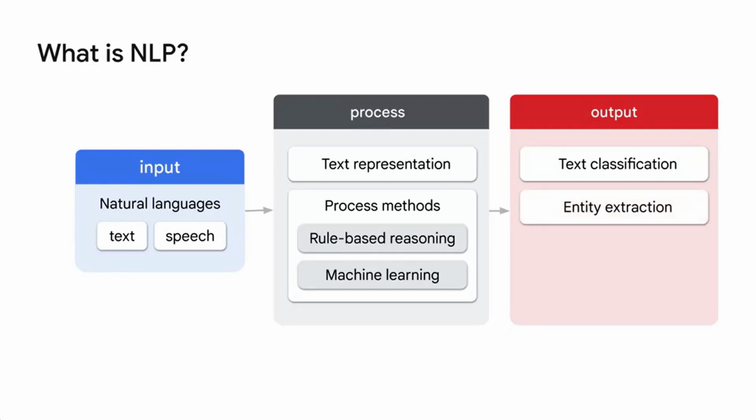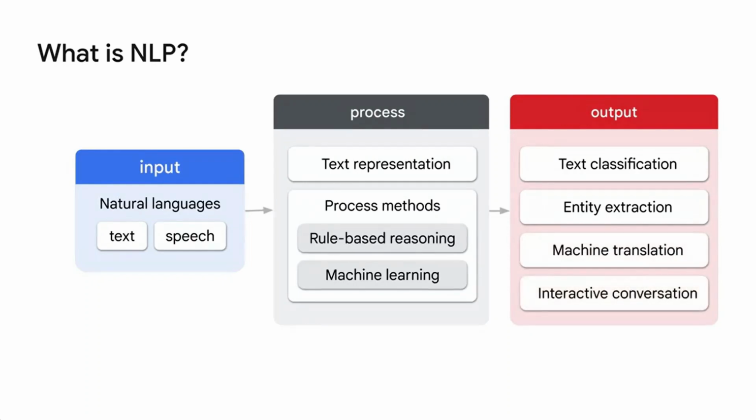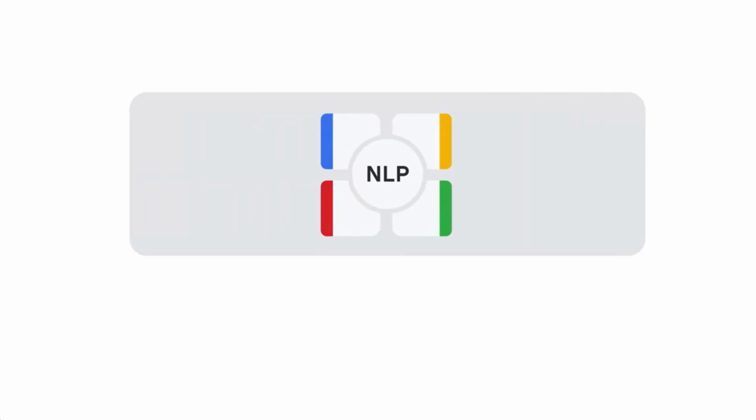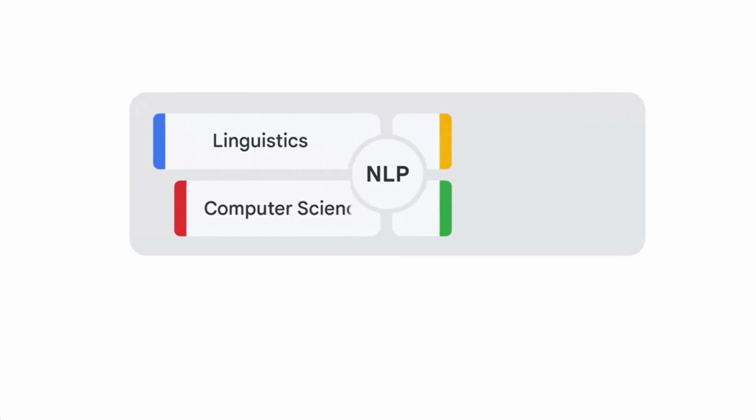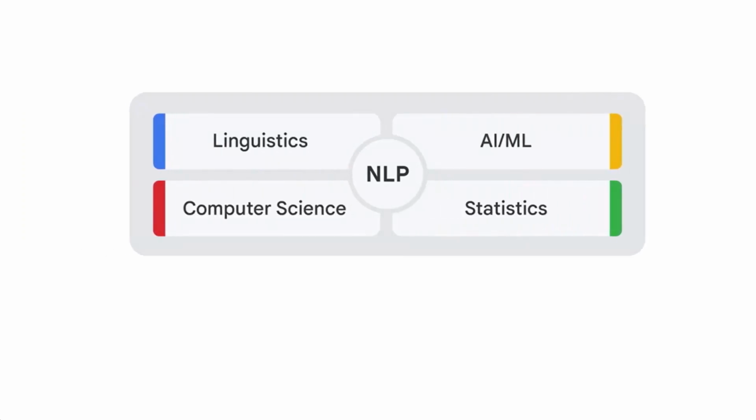Entity extraction or entity recognition. Identify entities or the relevant specifics within text. For example, Google Assistant understands that you're asking about the weather, which is the topic, for today, which is the date, in Denver, which is the location. Machine translation and interactive conversation, such as chatbot. You may already discover that NLP is a marriage between linguistics and artificial intelligence. It's multidisciplinary and involves linguistics, computer science, AI and ML, and statistics.